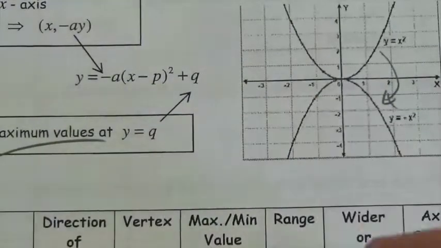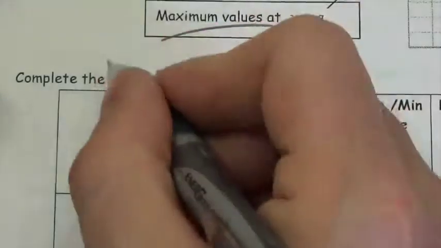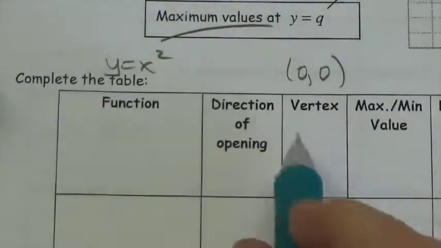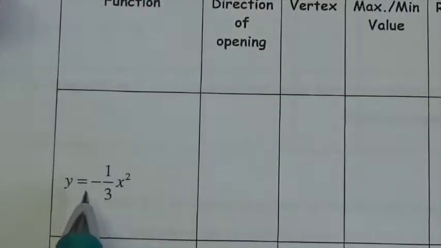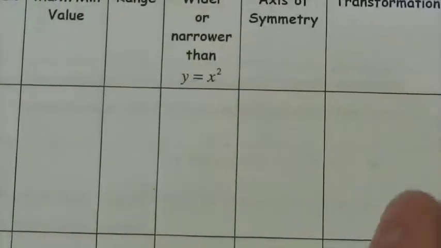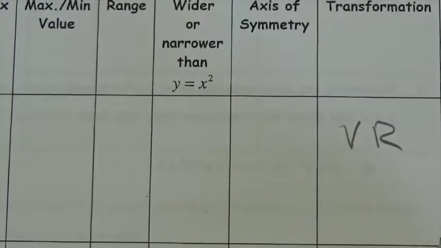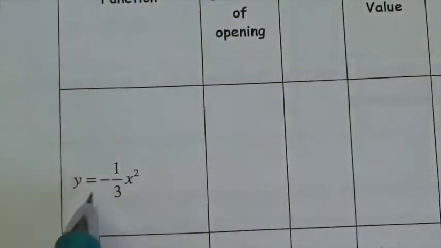Now let's take a look at some functions in a table, like we've been doing. We're going to start off again with y equals x squared. The vertex is going to be (0, 0). The very first function that we've got here has this negative 1/3 out front, so we're going to identify the transformations. The negative means that there has been a vertical reflection, and I'm going to write that as VR, vertical reflection over the x-axis. And then there was a 1/3 out front, so vertical reflection and then a vertical stretch by a factor of 1/3.